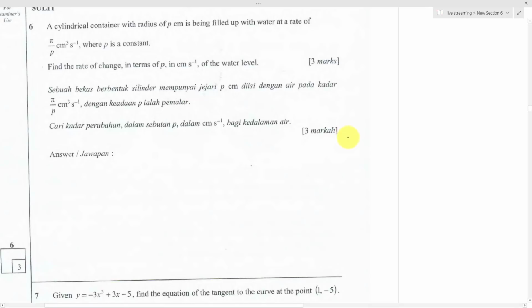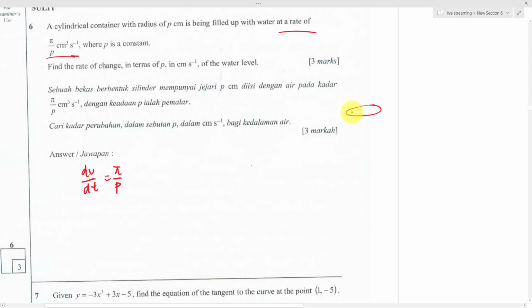Okay, so let's have a look at question 6 here. A cylindrical container with the radius P is being filled up with water at the rate of this, in cm cubed per second. So this one definitely is dV/dt, because cm cubed is for volume and per second is for dt. So it's pi over p. Find the rate of change in terms of P of the water level.